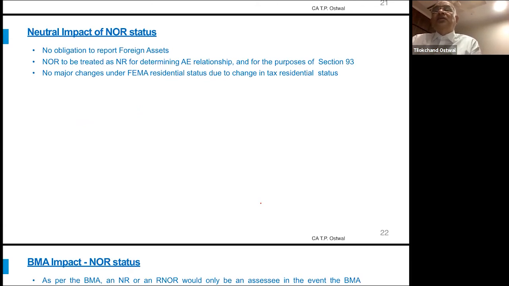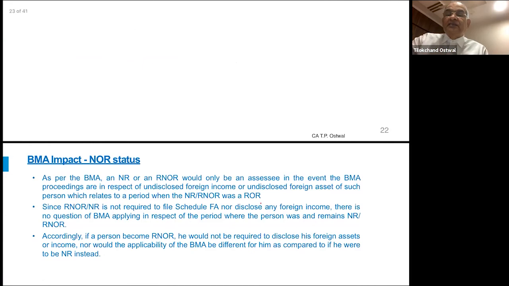Some of the impacts are neutral. There is no obligation on reporting foreign assets, which I told you. A not ordinarily resident will be treated as non-resident for the purpose of determining transfer pricing provisions and for the purpose of determining application of section 93. That is where the transactions of transfer take place between two associated enterprises. Major changes under the FEMA residential status due to changes in the tax residential status: no changes in the FEMA residential status because of being resident but not ordinarily resident.